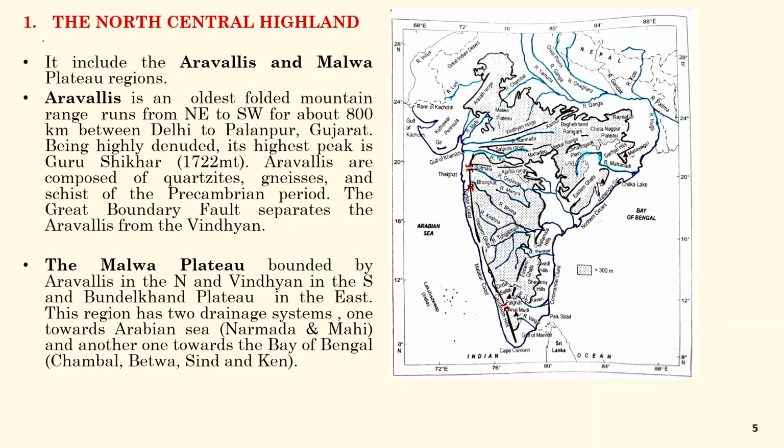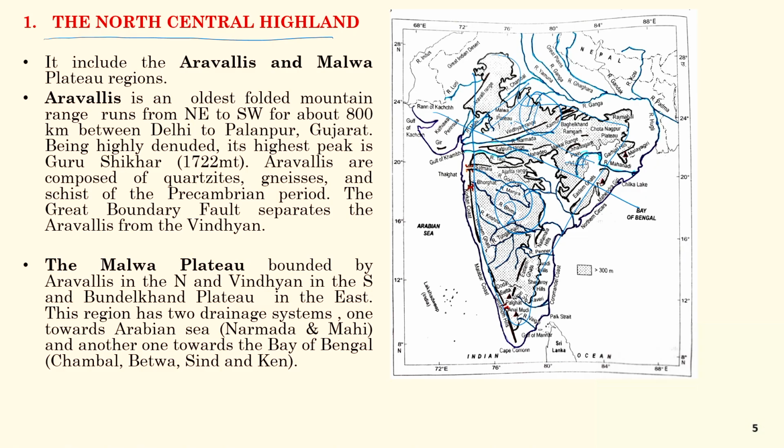The first one is North Central Highland. I hope you have studied in your school days that the entire Peninsular Plateau region is majorly divided into 2 parts. The upper part was the Central Highland and the lower part came under the Deccan Plateau. So we are discussing the Central Highland in 2 parts: the North Central Highland, and the second part, the central and southern portion.